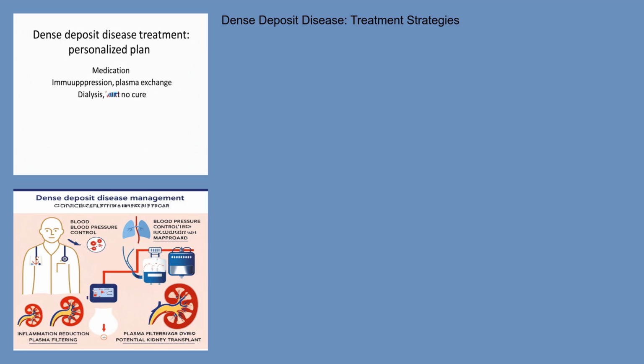The treatment plan is individualized based on the severity of the disease and the individual's overall health. Common treatment strategies include medications to control high blood pressure, immunosuppressants, such as corticosteroids or mycophenolate mofetil, to suppress the immune system's activity and reduce inflammation, plasma exchange, to remove abnormal antibodies and complement components from the blood, and dialysis or kidney transplantation may be necessary in cases of advanced kidney failure.